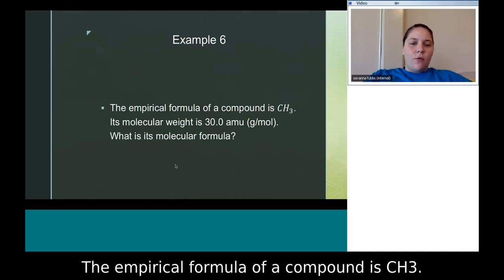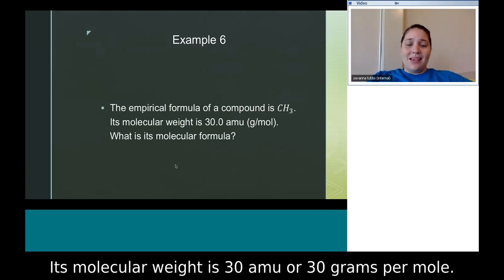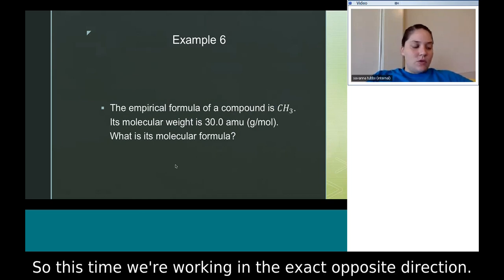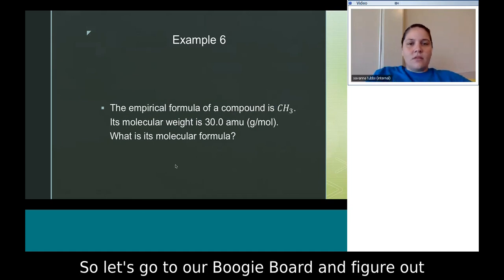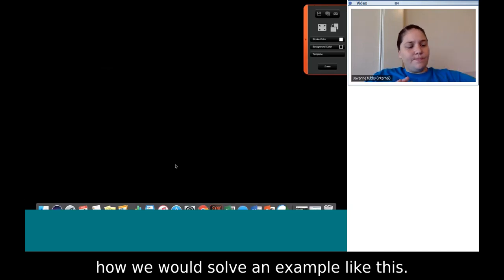The empirical formula of a compound is CH3. So now they've given us our empirical formula. Its molecular weight is 30 AMU, or 30 grams per mole. What is its molecular formula? So this time we're working in the exact opposite direction. So let's go to our boogie board and figure out how we would solve an example like this.